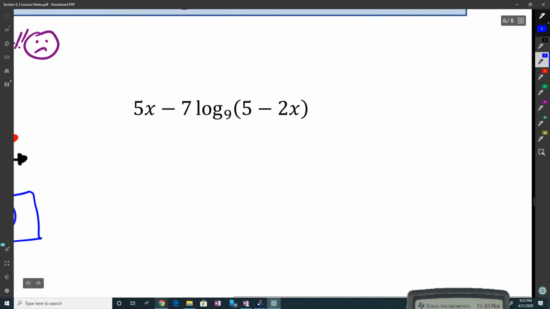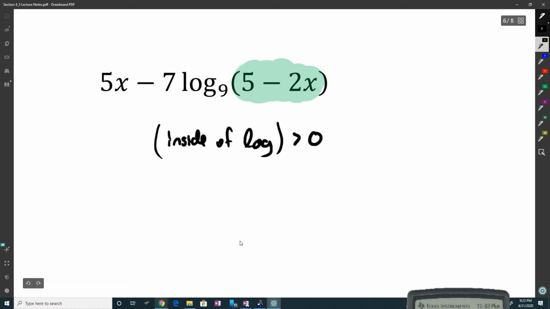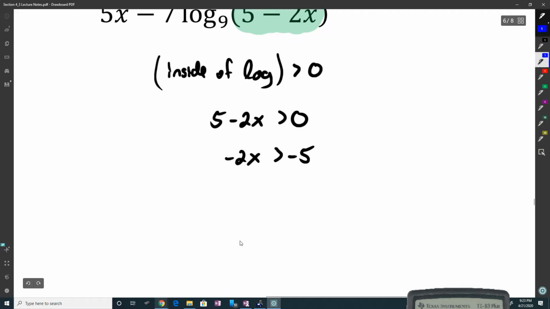On this example over here, I try to get more creative and try to scare you into this crazy long thing. But again, this isn't that bad. We use the same rule. Inside of a log greater than 0. 5 minus 2x is greater than 0. Divide by negative 2. When you divide by a negative, the sign flips. So x is less than 5 halves.